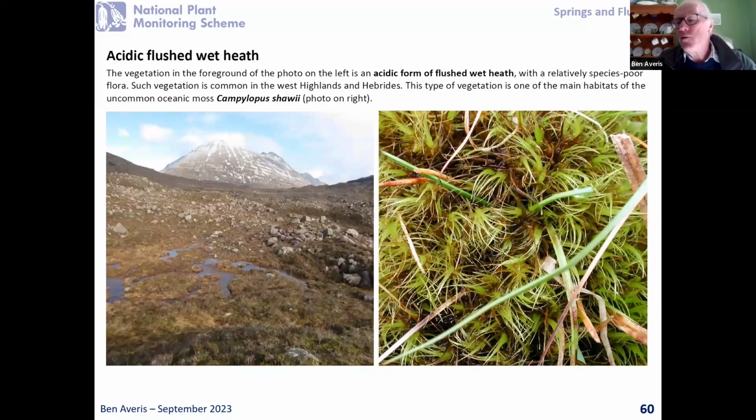Some wet heath is flushed, but it's very acid. And bog asphodel is one of the species that you get in there that helps to show the flushing. And this little moss, quite a rare one, Campylopus shawii, in the Hebrides especially, is a feature of acid flushes among wet heaths.